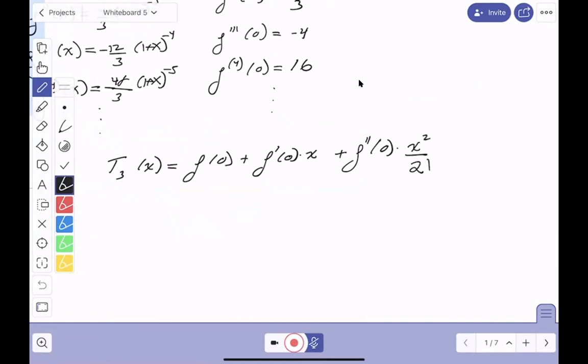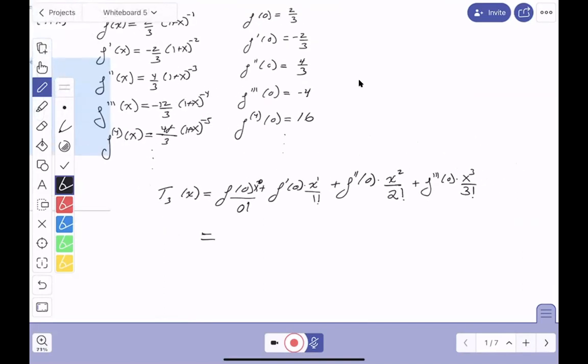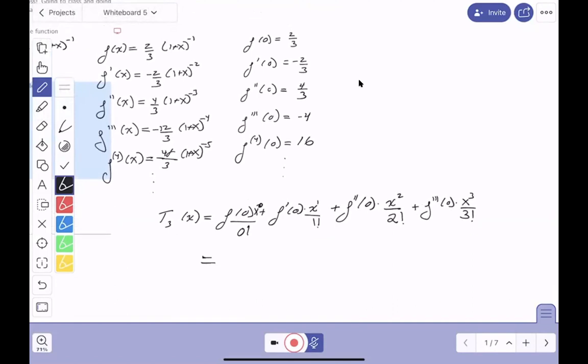I'll write the 2 as 2 factorial. By the way, this could be 1, and you could write this as 1 factorial. And you could write down this as x to the 0, 0 factorial, if you like. All right. It has a nice pattern to it. Plus f triple prime at 0 times x cubed over 3 factorial. Well, I think I know a lot of this information. Again, if you can't remember, we'll just remind you. So the first term is 2/3, with 0 factorial being 1.